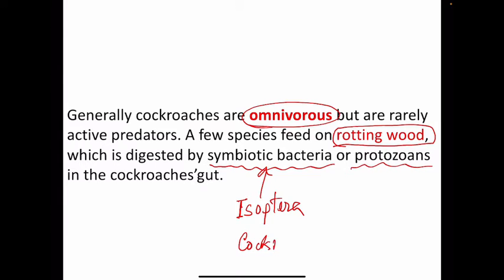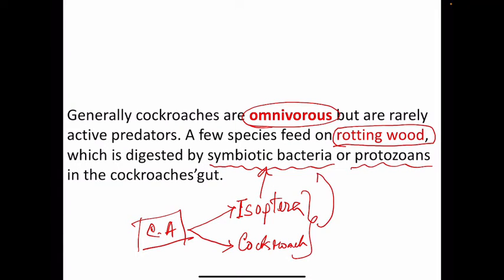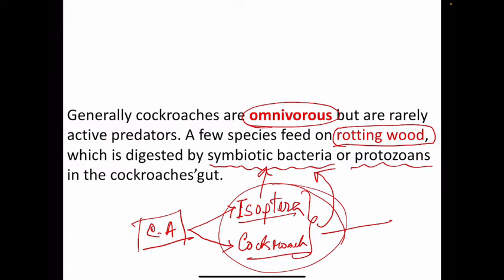So some authors or some scientists think that these cockroaches and Isoptera are derived from a common ancestor. Okay, they might have derived from a common ancestor. That's why they have common type of characters here, that is endosymbionts. And in some classification also you'll get these two groups, termites and cockroaches, in the same order.